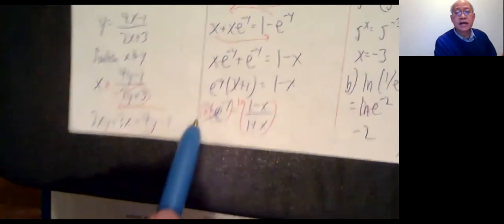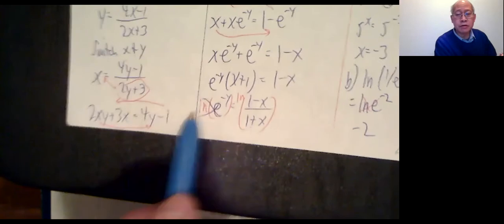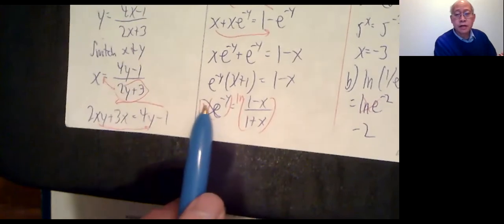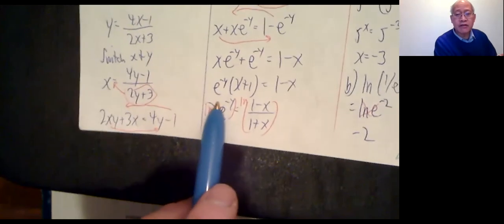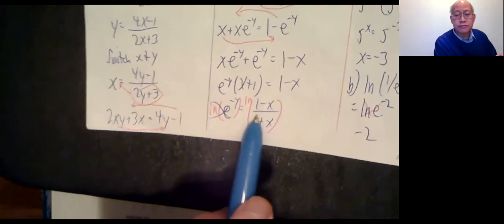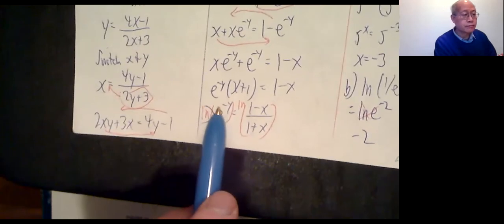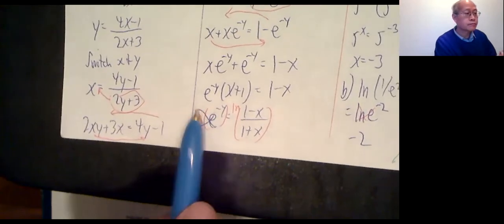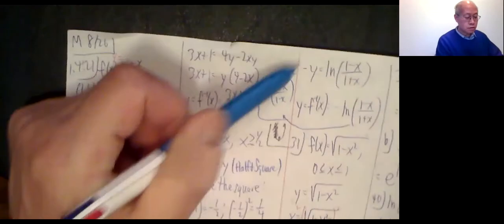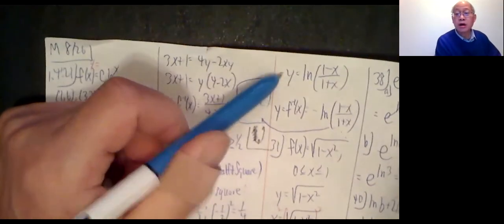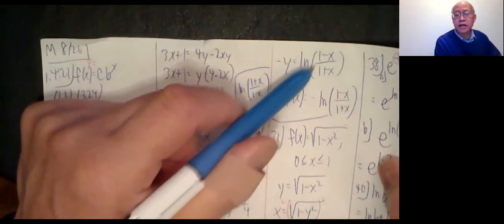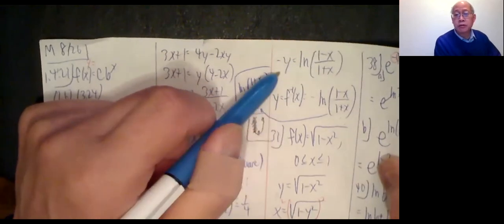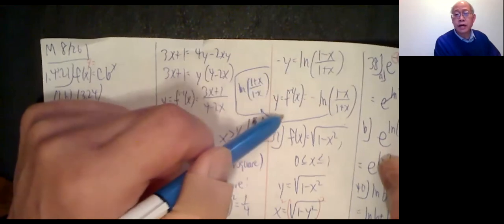Okay, and now you might recall, how do I get rid of the e? Take the natural log of both sides, ln both sides. That way the ln and the e can cross out. That's what that means. Ln and e cross off. So negative y is ln of that stuff, and then it is multiplied by negative 1. So negative y equals ln 1 minus x over 1 plus x. Multiply both sides by negative 1, and you have it.